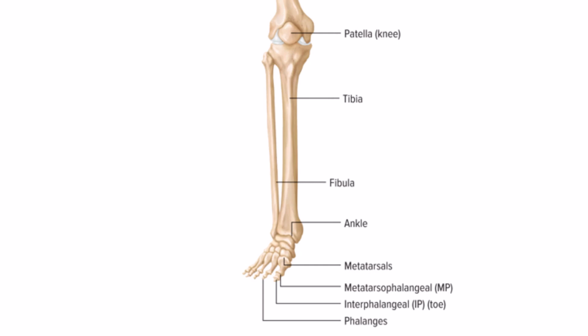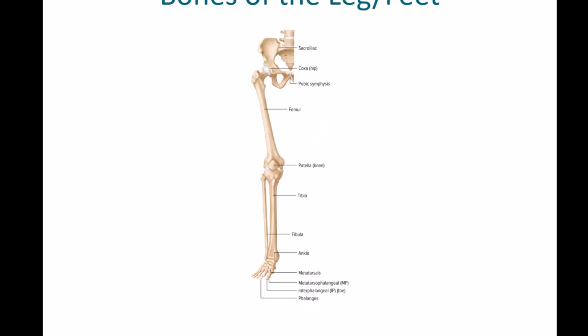Then you can see we have our ankle, also called the tarsals, and then the metatarsals. The metatarsals are what form the top of your foot, if that makes sense. And then you have your metatarsophalangeals and your interphalangeals, which are also your toes, and phalanges, again, which are toes. Those are your pedal phalanges.